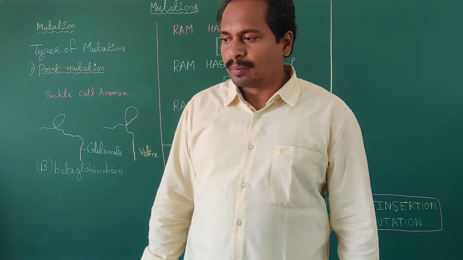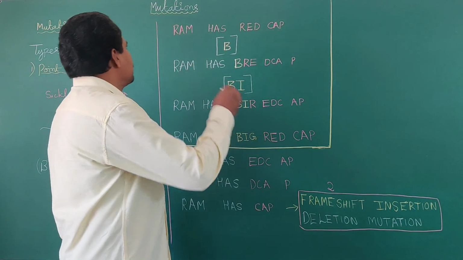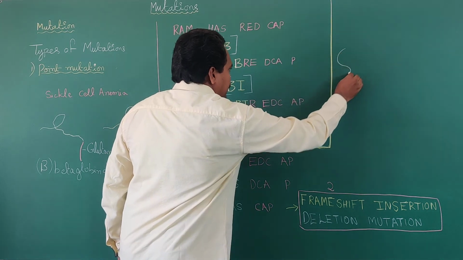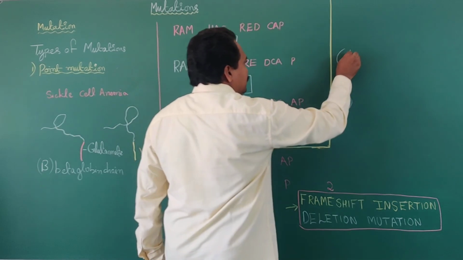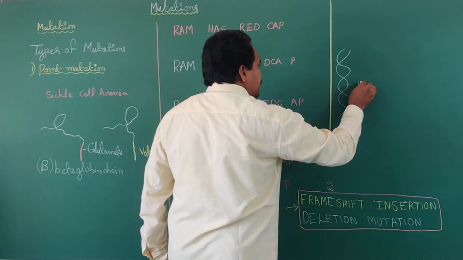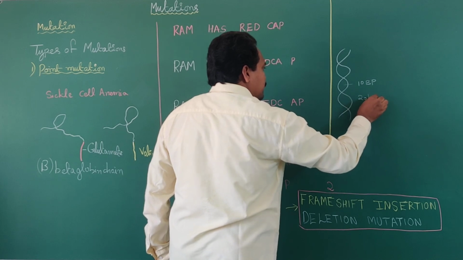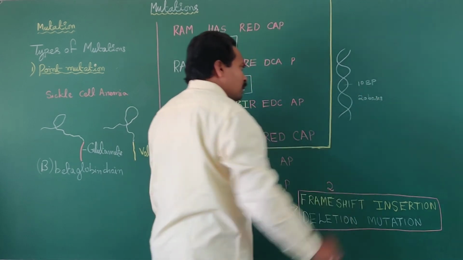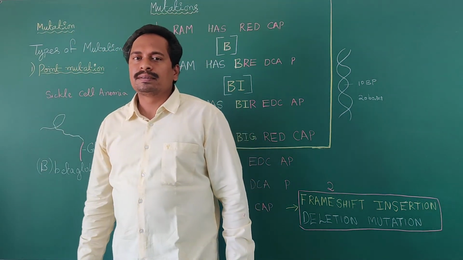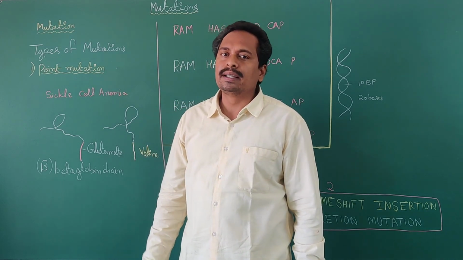In a DNA molecule, how many strands are there? Two strands. Okay. Several helices are there in a DNA molecule. Each helix consists of how many base pairs? 10 base pairs. 10 base pairs means how many bases are present? 20 bases are present. Okay. So point mutations are caused due to a change in a single base pair.